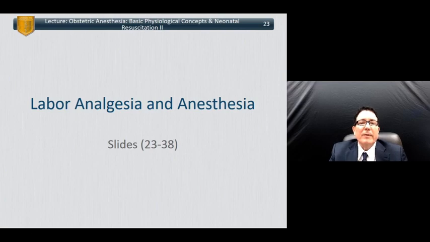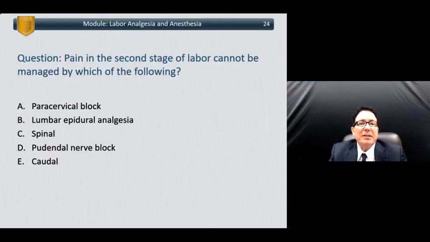Moving on to labor analgesia and anesthesia. Question: Pain in the second stage of labor cannot be managed by which of the following? A. Paracervical block. B. Lumbar epidural analgesia. C. Spinal. D. Pudendal nerve block. E. Caudal block. The correct answer is A.